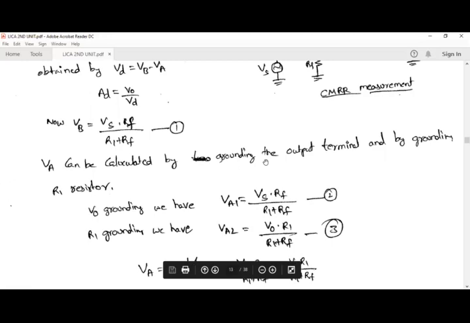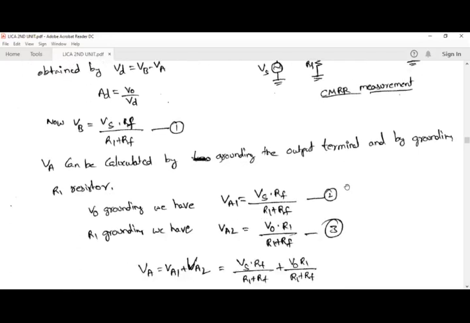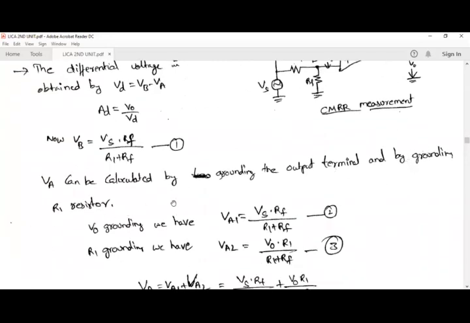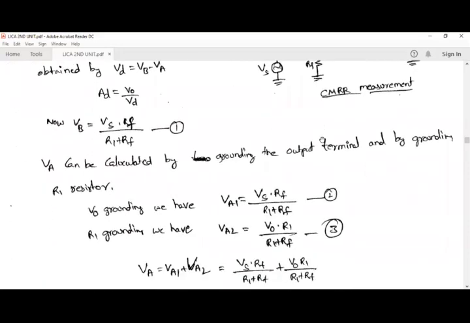VA can be calculated by grounding the output terminal. By grounding the output terminal, we make this terminal ground and calculate VA. That is one case. Another case is by grounding the R1 resistor. For VA, you can see two supply voltages are connected: one is Vs and the other is the feedback voltage. Because of that, we are going to have two formulas.